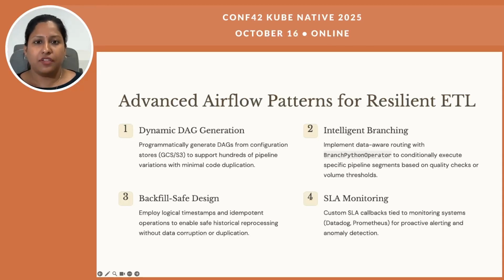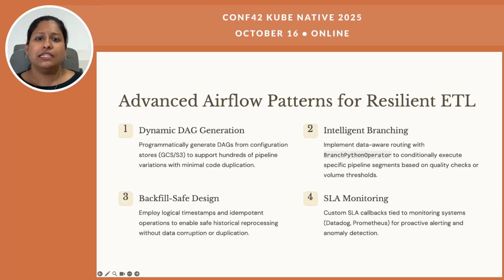Third, backfill design. Drive jobs by logical run dates. Make each step idempotent and separate compute from storage so old runs can be reprocessed safely. Fourth, SLA monitoring. Wire custom callbacks into Datadog or Prometheus. Alert on lateness and on leading indicators like rising retries, not just the failures.